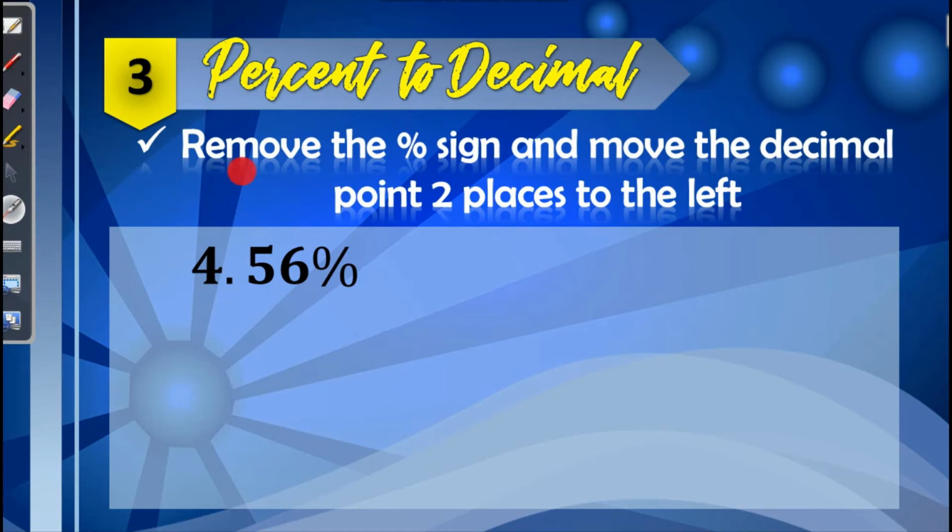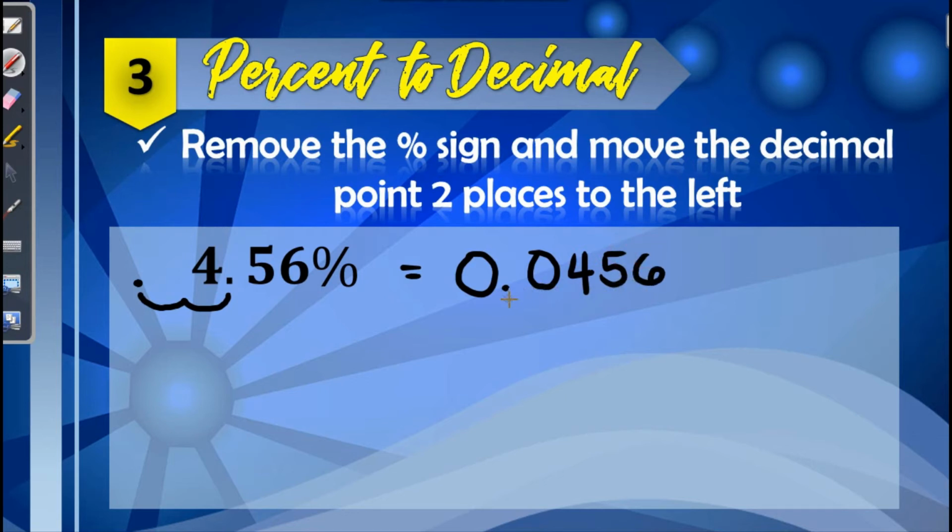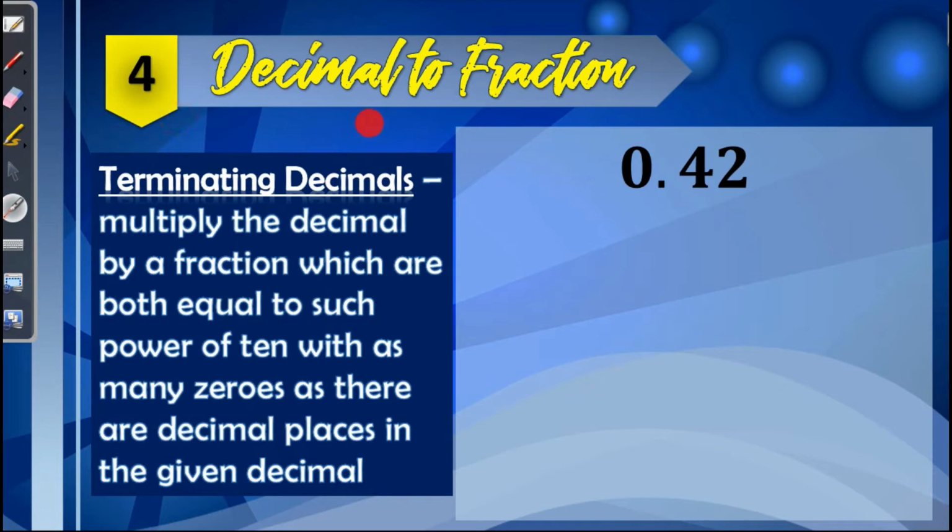Third conversion rule, we have percent to decimal. Here we simply remove the percent sign and move the decimal point 2 places to the left. So this is the opposite of the second conversion rule. Here we have 4 and 56 hundredths percent. Let's convert this to decimal. We ignore the percent symbol and simply move the decimal point 2 places to the left. Let's count: 1, 2. So the decimal point becomes here, meaning the answer is 0.0456, or we read this as 456 ten-thousandths.